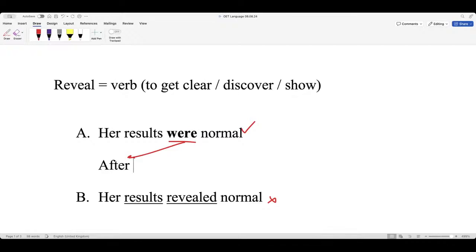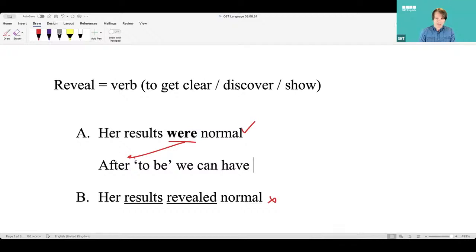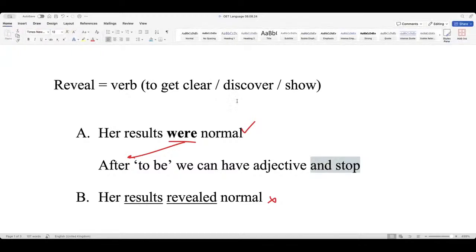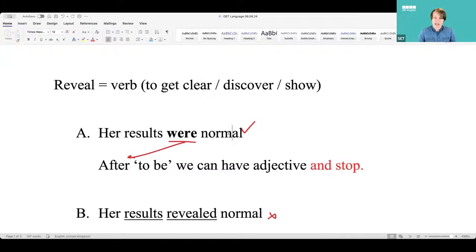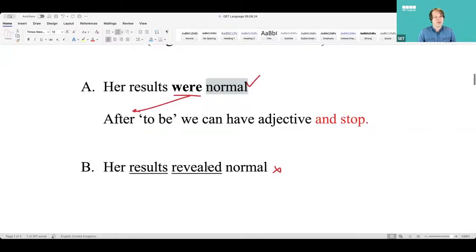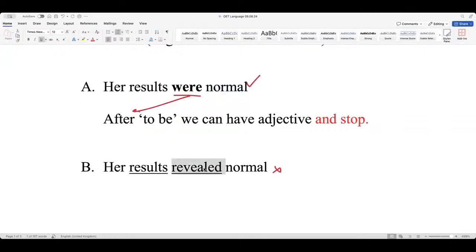So Ada, after to be, we can have, what type of word is this? An adjective, a normal adjective. And we can stop the sentence, right? Yeah. So with the be verb, it's strange. It's a very strange auxiliary verb because you can stop with an adjective. Can you do that with revealed? Yeah, verb revealed or no.